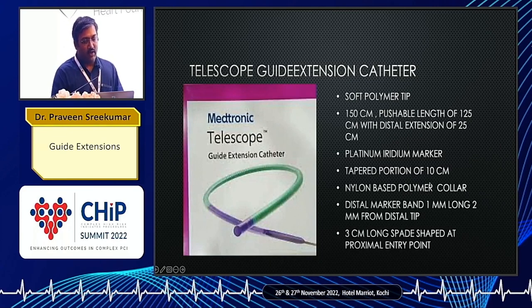So a tapered profile is there, so probably it goes deeper into more distal, smaller coronaries. And it has a nylon-based polymer collar, so it's less traumatic. And the distal marker band, which is 1 millimeter long, is located 2 millimeters from the distal tip. It's closer. And it has a 3 centimeter long spade shape at the proximal entry point.